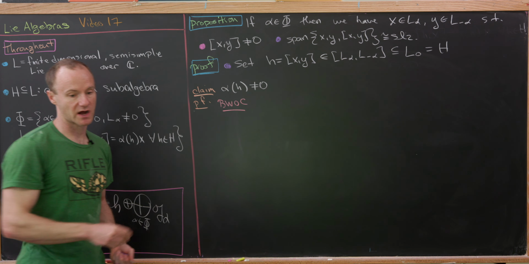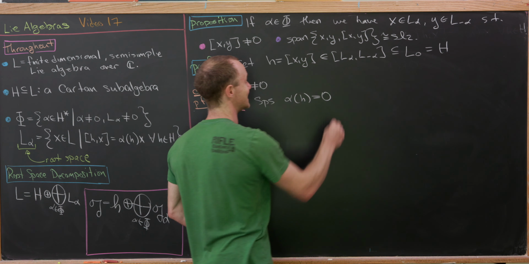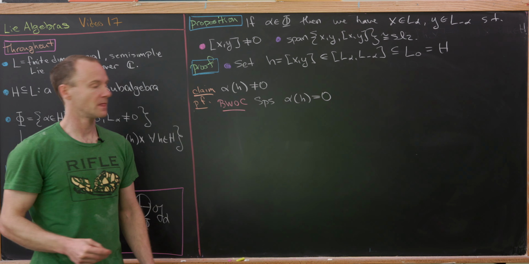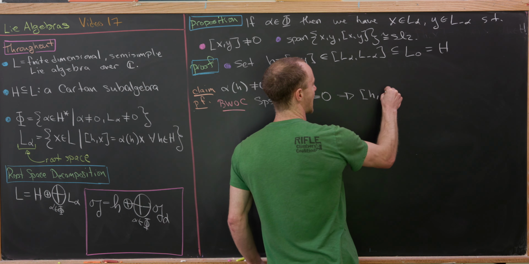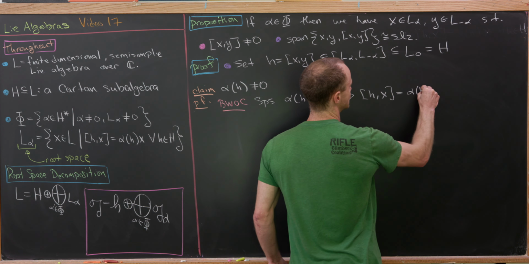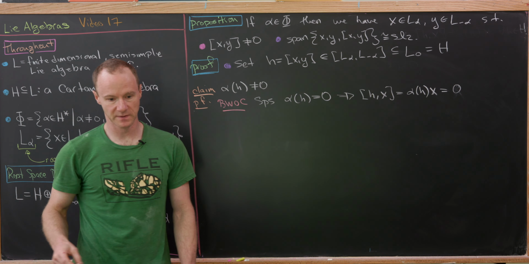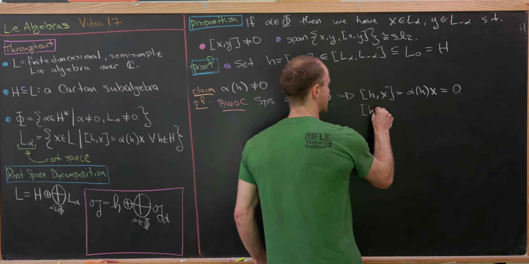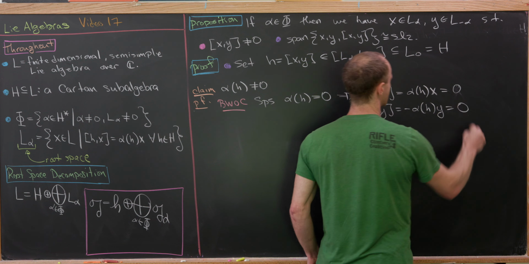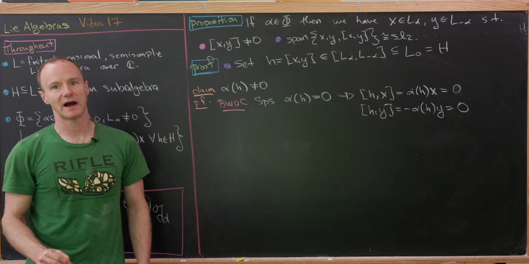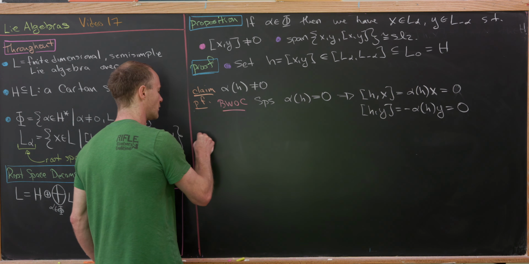So by way of contradiction, let's suppose that alpha of h is equal to 0. Okay, but then what would that tell us? So that would tell us that the bracket of h with x is equal to alpha of h times x, which is 0 times x, which is equal to 0. And the bracket of h with y, remember that's minus alpha of h times y, but if alpha of h is 0, minus alpha of h is also 0. Okay, but then what does that tell us?